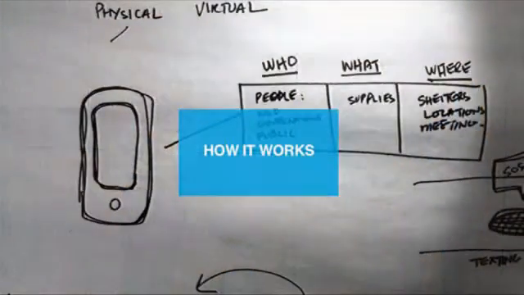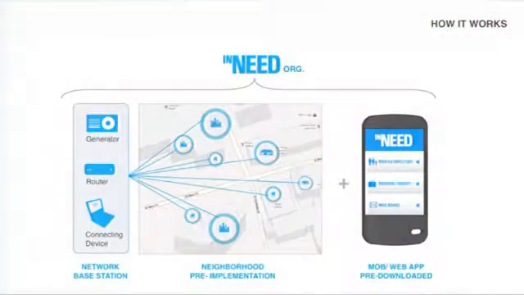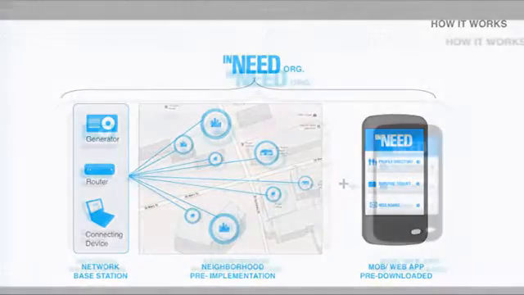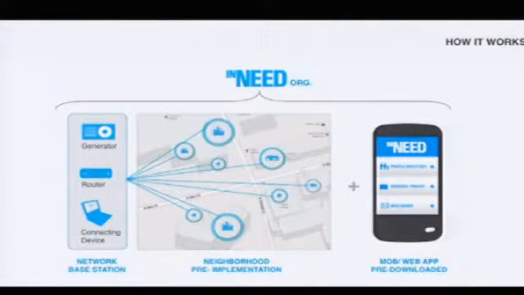Now let's look at how a system like InNeed actually works. The system, which comprises a network-based base station, which is essentially a generator, a router, and a connecting device such as a laptop, would be pre-implemented on a neighborhood level in various locations such as hospitals, office buildings, and community centers. And the mobile application would be pre-downloaded on members' cell phone devices.